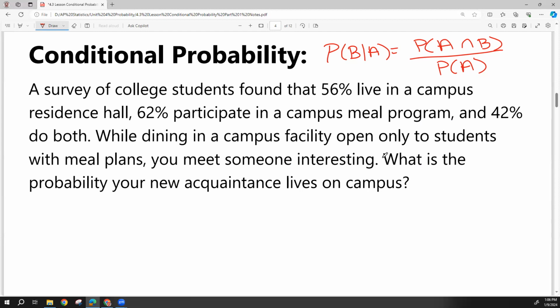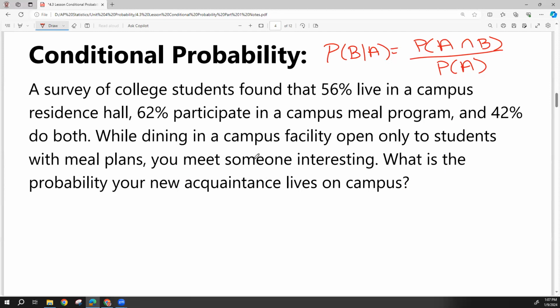So we want to know, if we're sitting in a campus dining facility, which means we must have a meal program already, so we're setting a condition. We know that whoever this person is that we are meeting at this dining facility must have a meal program, otherwise they wouldn't be there. We want to know the probability that they also live on campus given the information in the problem.